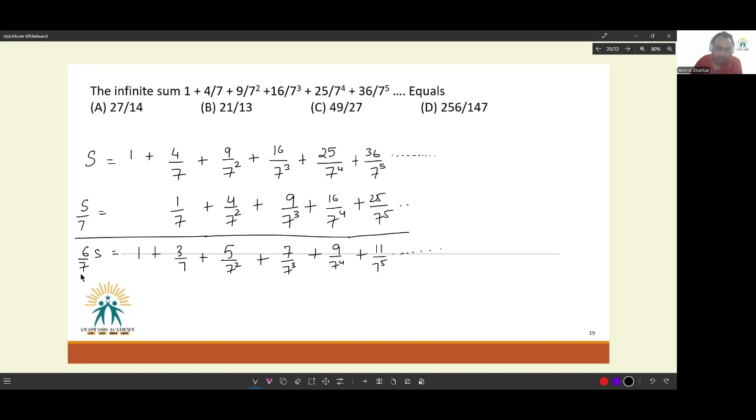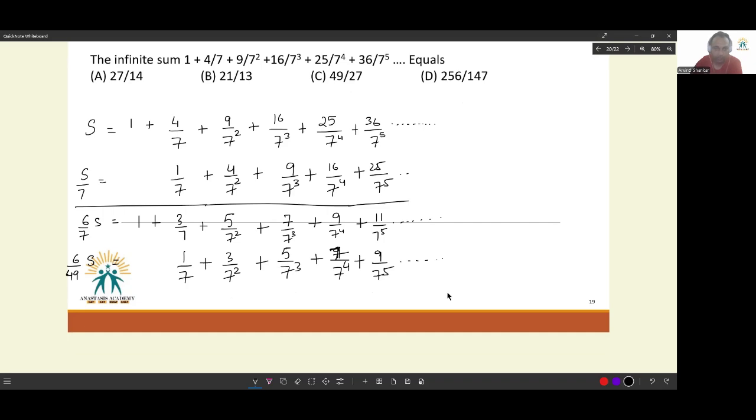Now again, we multiply this by 1 by 7. We get 6 by 49 S is equal to 1 by 7 plus 3 by 7 square plus how much? 5 by 7 cube plus 7 by 7 raised to the power 4 plus 9 by 7 raised to the power 5, and so on.